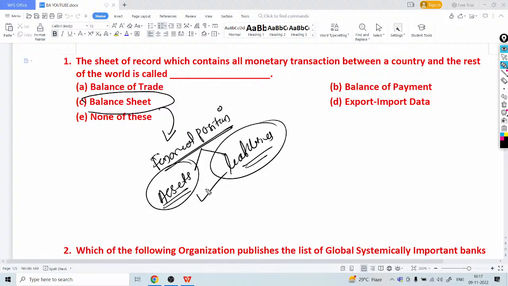I just hope you get a little bit of idea regarding balance of payment, balance of trade, and balance sheet. An important concept is balance of payment. Many times it comes in your examination.